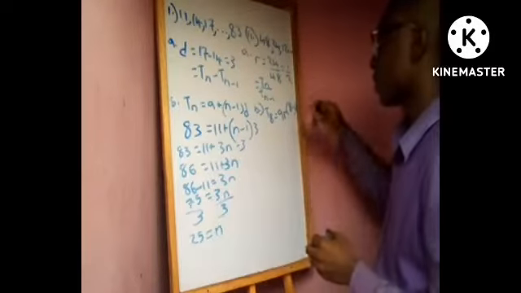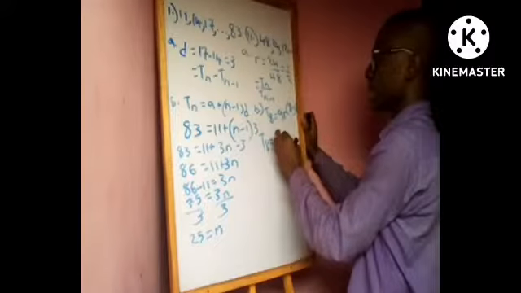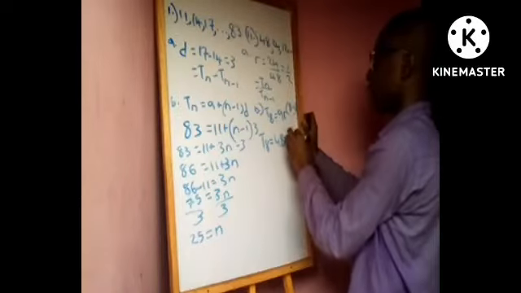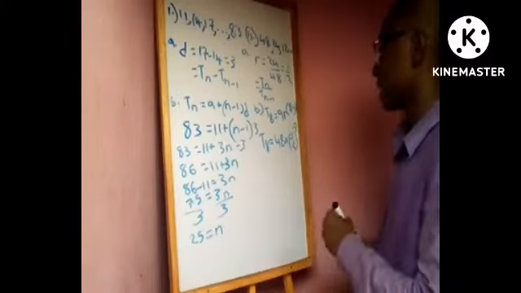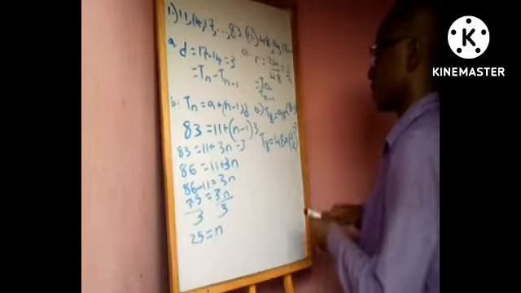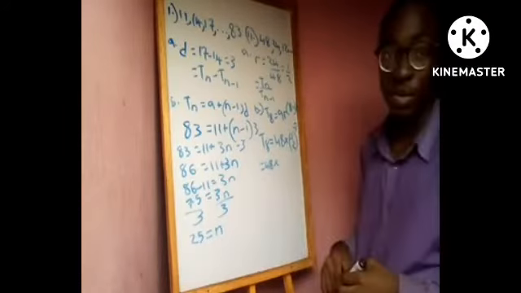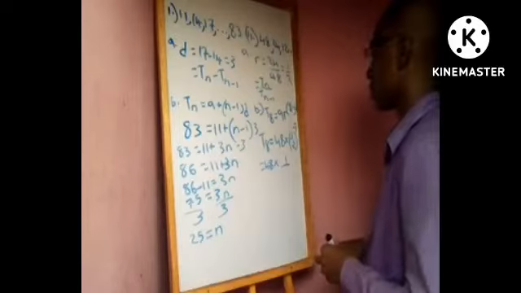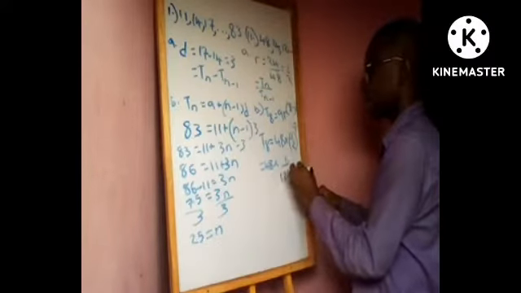We have our ratio as 1 over 2, and our A is 48. So T8 equals A, which is 48, times R, which is 1 over 2, raised to the power 8 minus 1, which is 7. That means the 8th term equals 48 times 1 over 2 raised to the power 7, which is 1 over 2 in 7 places, equivalent to 1 over 128.